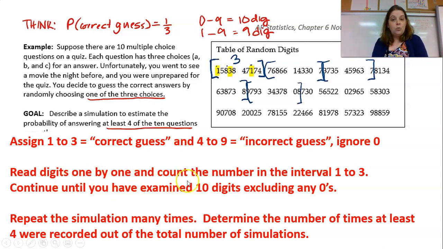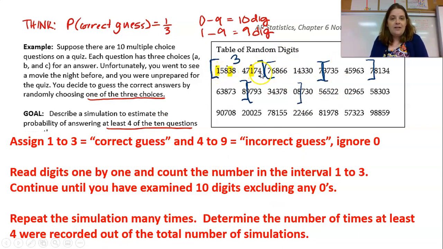And I'm going to read the digits one by one, and I'm going to count how many I get in the interval 1 to 3. And since it's a 10-question quiz, each trial will consist of us looking at 10 digits, excluding the zeros. Okay, we do this over and over and over again and determine how many times you got at least 4 recorded.